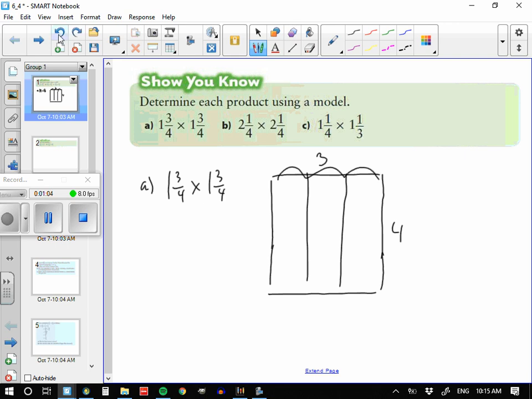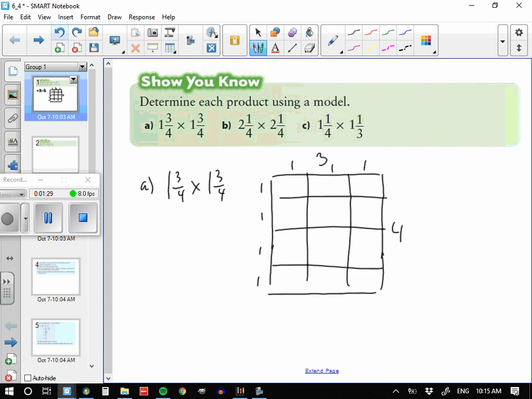The length of that is 3. The width of this is 4, so 1, 2, 3, 4. There we go. So if I looked at this, what you would realize is that instead of saying 3, you could have really said 1, 1, and 1. And instead of saying 4, you could have said 1, 1, 1, and 1.